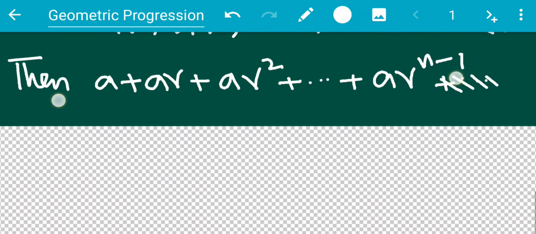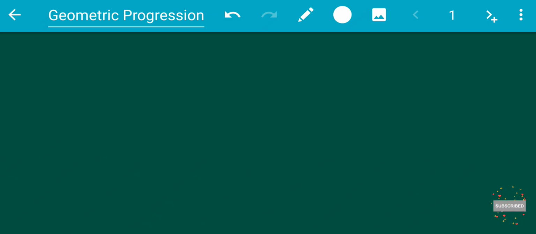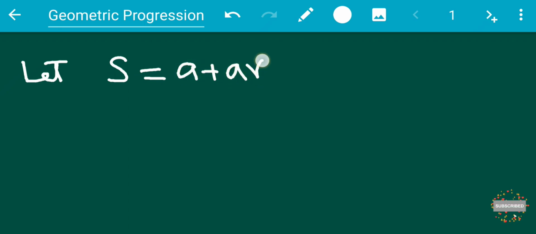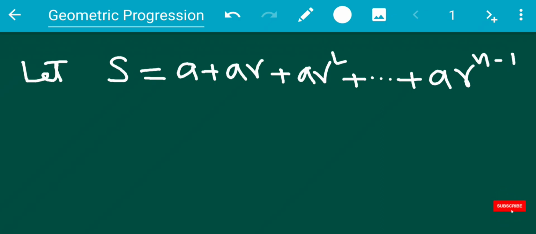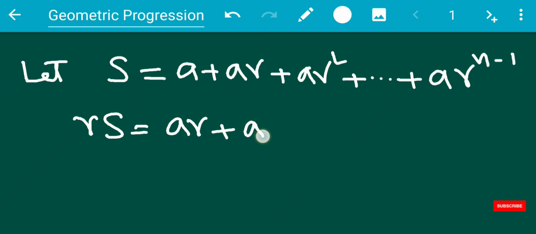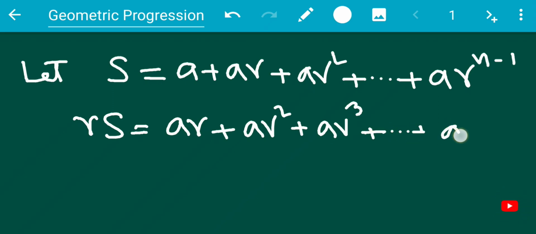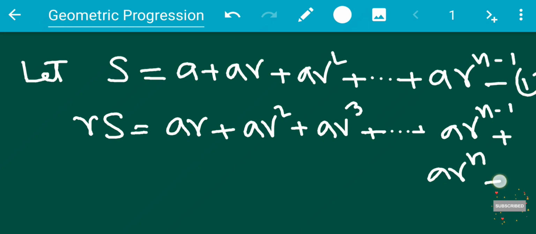So if you consider this as a finite geometric series, then let S be equal to a plus ar plus ar square plus ... plus ar to the power n minus 1. Okay, now if we multiply this by r with the S, I can write it as ar plus ar square plus ar cube plus ... plus ar to the power n minus 1, plus the last term ar to the power n. Okay, this is your first series, this is your second series.